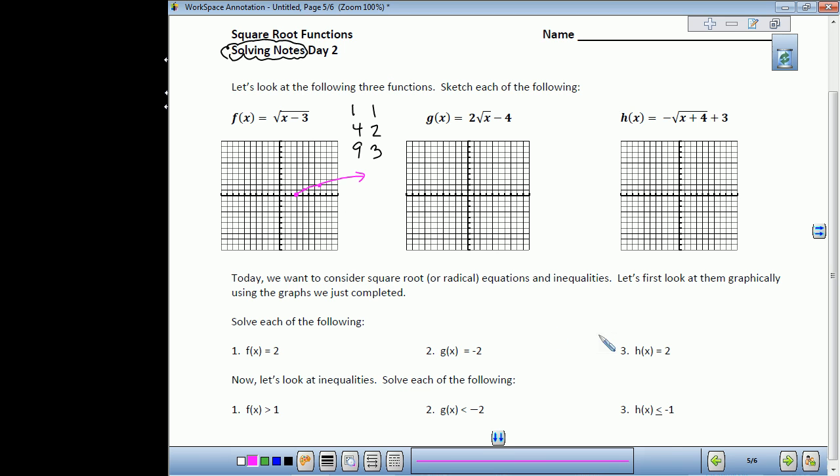Yes, sir. Why don't you do the opposites like on the other one? I did. The opposite of negative 3 is positive 3.